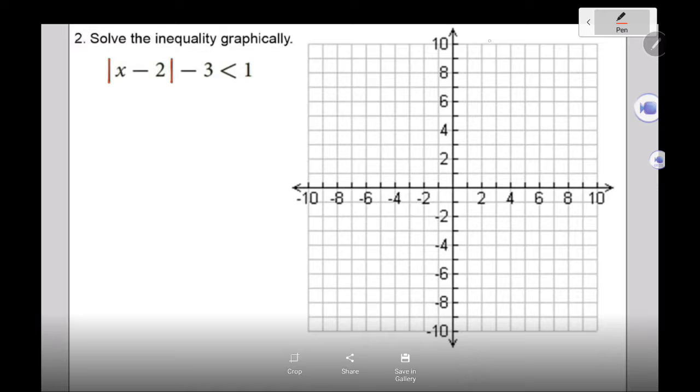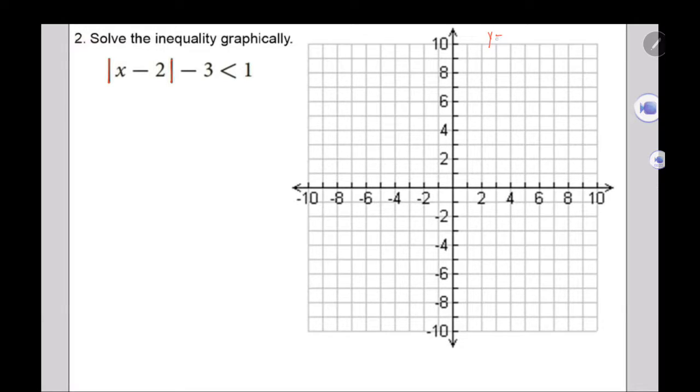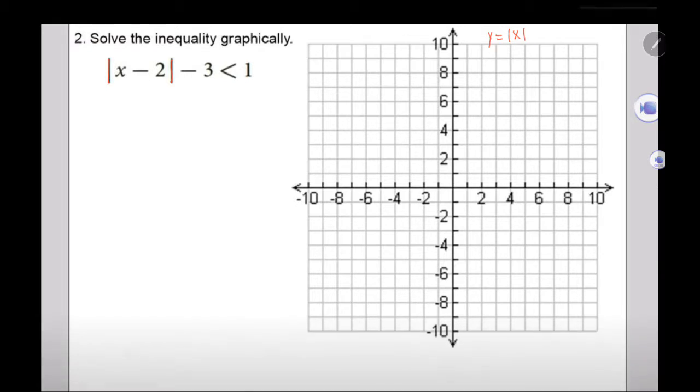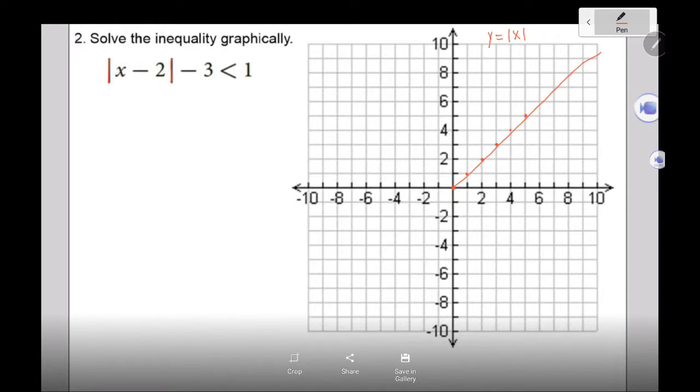The parent function looks like this. It says y is equal to the absolute value of x. And if x is equal to 1, then guess what? y is 1 too. If x is equal to 0, y is 0. And if x is equal to 2, then y is equal to 2. And if x is equal to 3, y is equal to 3, and so forth and so on. We can see that this goes up in a nice straight line forever, as far as we can tell. I tried to make it straight.